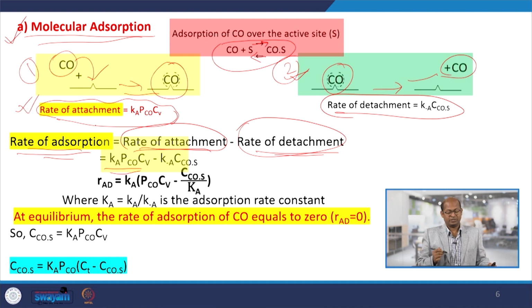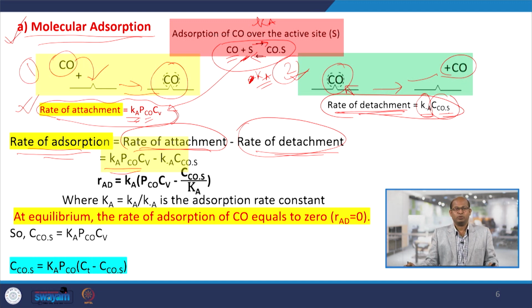The rate of attachment is expressed in terms of rate constants: the forward rate constant k_A, the partial pressure of CO, and the vacant active sites present. That way we can write it. Desorption or detachment we can write with the backward reaction rate constant k_-A. So we have the forward reaction rate constant k_A and the backward reaction rate constant k_-A. The detachment is directly proportional to k_-A times the concentration of COS.